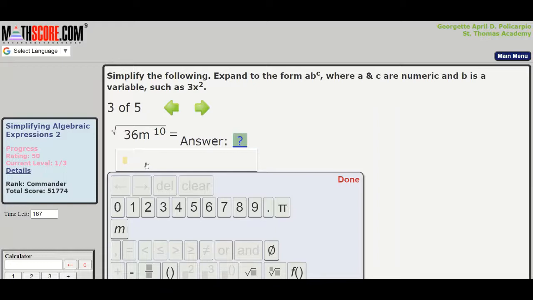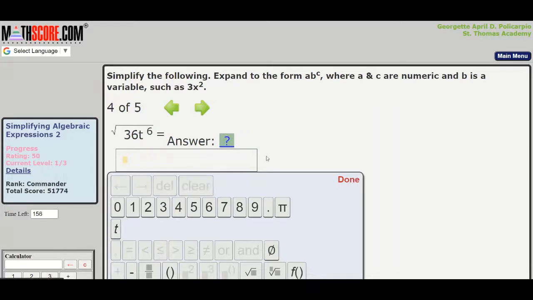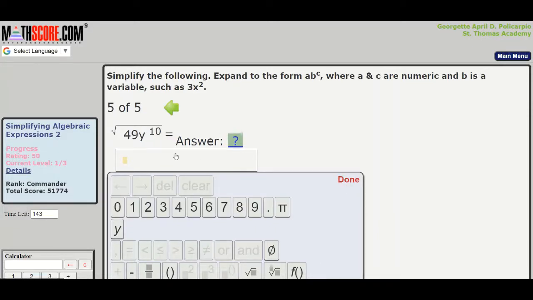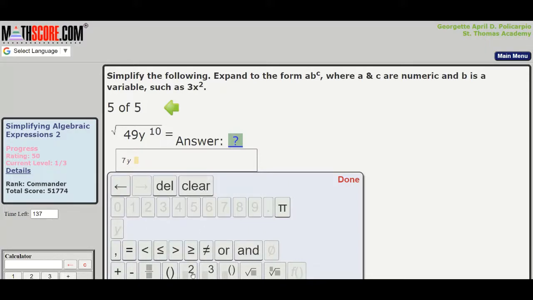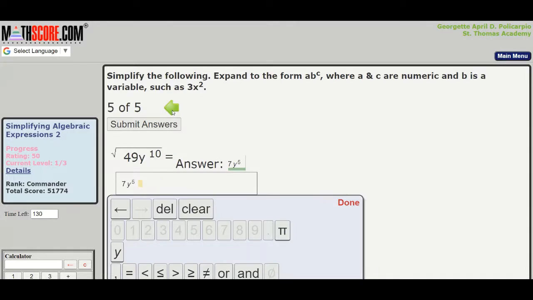36m to the 10th power, square root ng 36, 6. M, half ng 10, 5. Half lang ha, half. Tapos 36t to the 6th, 6. T, tapos to the 3rd, half times 1 half kasi yan. 6 times 1 half. Then, 49y to the 10th, edi 7. Y, 10 divided by 2, 5. No. So, yan. Bago nyo i-submit yung answers, review muna.